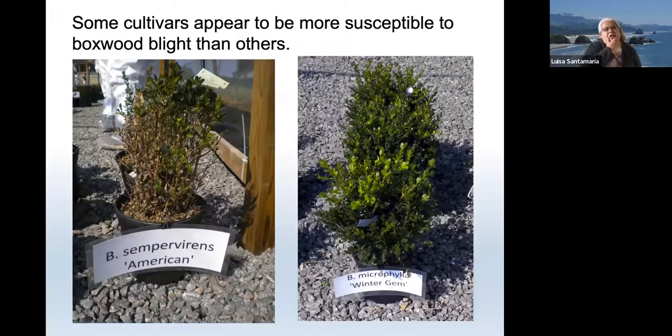Okay, so let's talk about the cultivars. We talked about how there are at least more than 148 cultivars that are used commercially. Among these cultivars, after we had the problem in 2012, North Carolina State University started to do some tests about resistance and susceptibility. They did a nice test, and they identified that Buxus sempervirens 'American' cultivar was one of the most susceptible cultivars, and identified 'Winter Gem' Buxus microphylla as the most resistant.